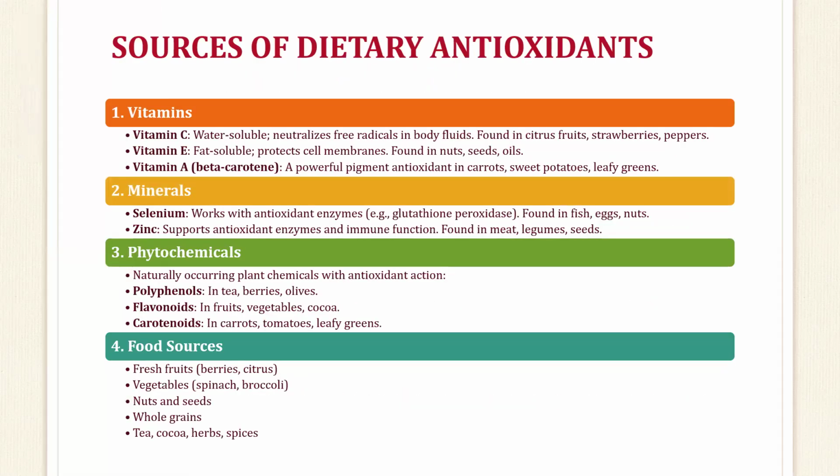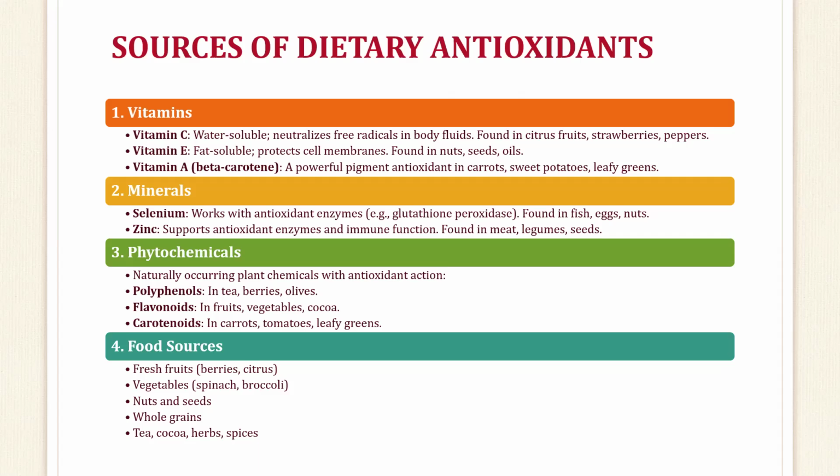Sources of dietary antioxidants. The antioxidants are vitamins, especially vitamin C, which is a water soluble vitamin and it neutralizes free radicals in the body. It is mainly found in citrus fruits, strawberries, and peppers. Vitamin E, which is a fat soluble vitamin, protects the cell membrane and is found in nuts, seeds, and oils. And vitamin A, which is a powerful pigmented antioxidant, is found in carrots, sweet potatoes, and leafy green vegetables.